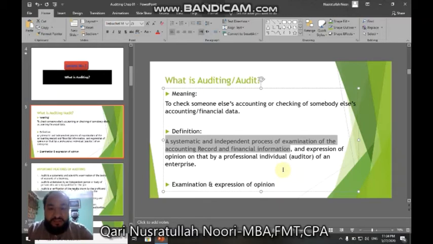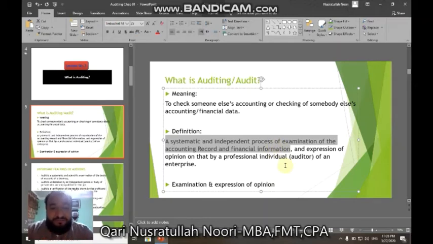When an auditor comes, he examines your accounting record and financial information. How does he examine? Systematically and independently. I'll talk about systematic and independent examination later on, right? We have talked about the examination here. We said check and examination is the same thing. Examination is carried out by two, verification and watching. I have already talked about that, right? Here now I am talking about the two parts of the definition. The first part is a systematic and independent process of examination of the accounting record and financial information, right?